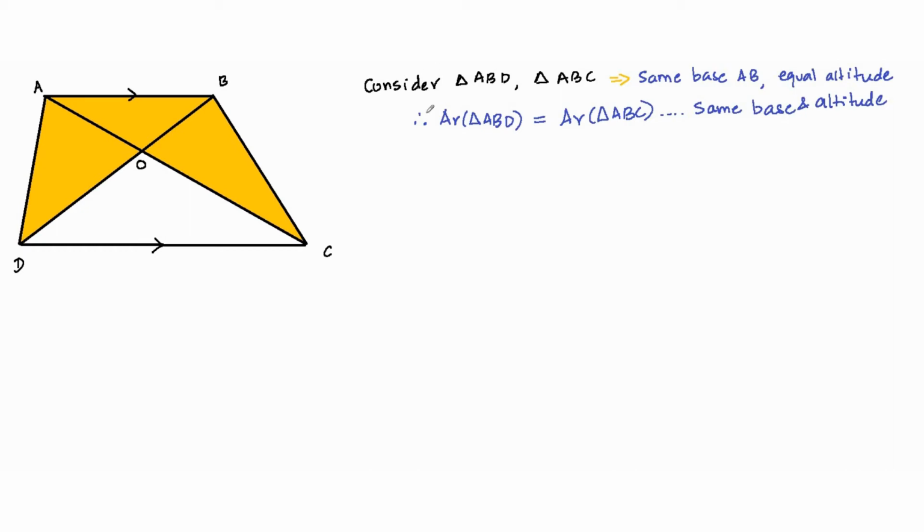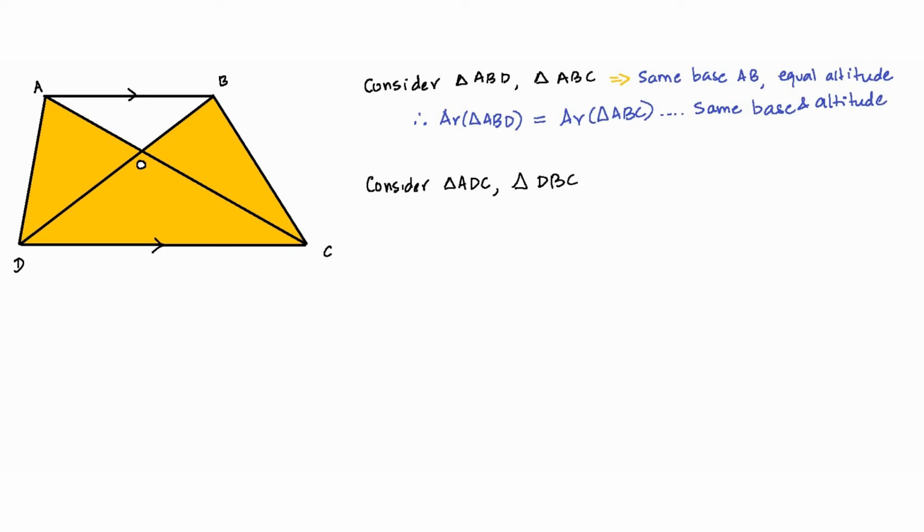Similarly, now I want to consider the next pair, which is triangles ADC and DBC. Let me shade those two triangles. One triangle is ADC, this triangle, and the other triangle that I want to consider is triangle DBC, that's this triangle, right? So we are considering triangle ADC and triangle BDC.